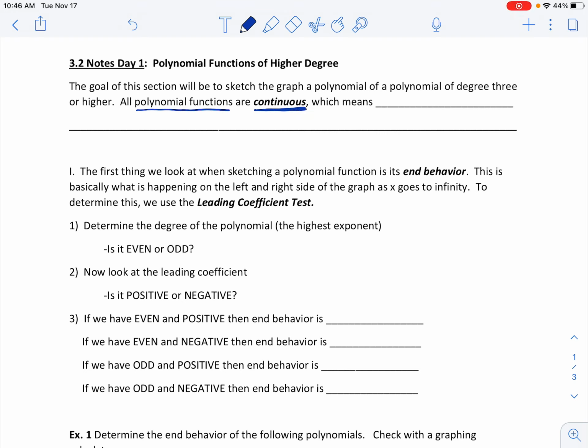Now, when you get into calculus, even maybe pre-calculus, they're going to give you an actual mathematical definition of what continuous is. But for us, all I need you to know is that to be continuous means you can draw the graph of your function without lifting your pencil.